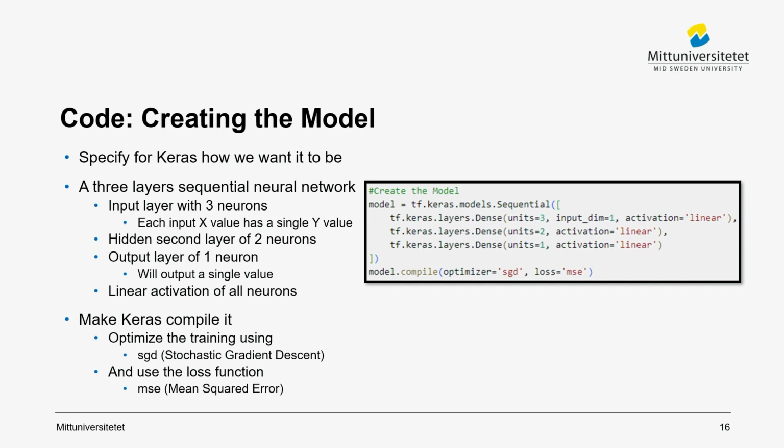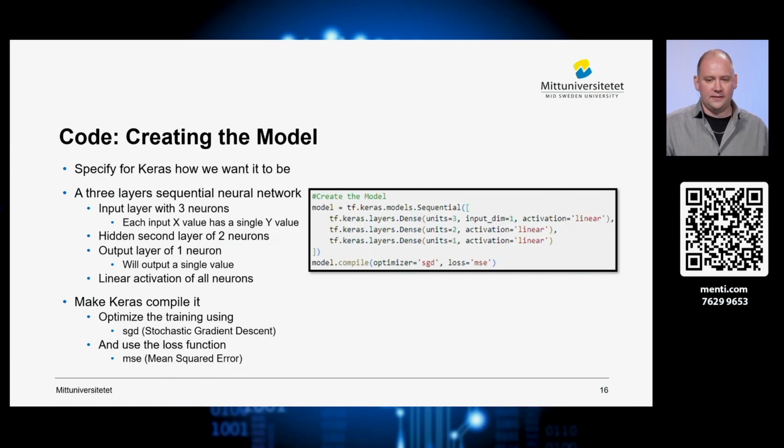And then we need to make Keras compile everything and do this for us. And for Keras to compile it, we need to also specify the optimizer function. For this simple example, we have just chosen a very basic stochastic gradient descent function. This is a mathematical function that is built in that we can just specify to use. And at the same time, we need to also provide the loss function for the optimizer. And here we use mean squared error as the most basic loss function as well.